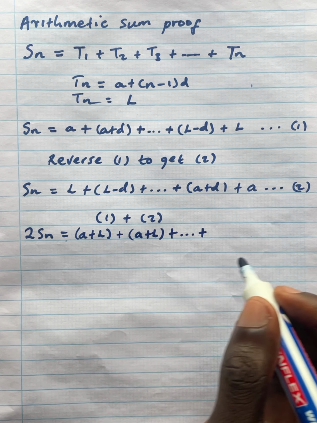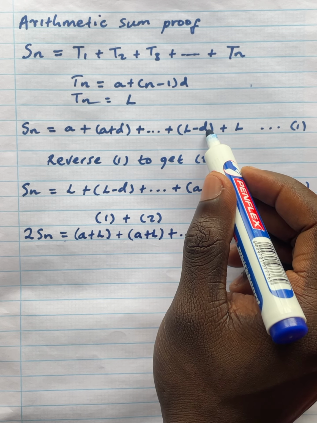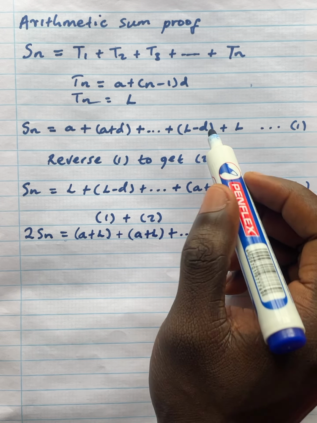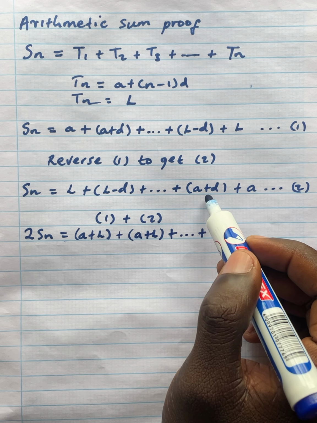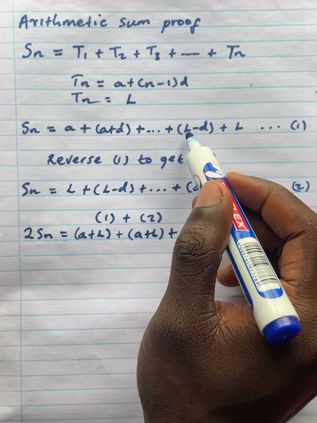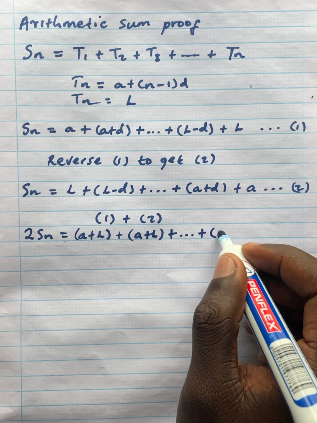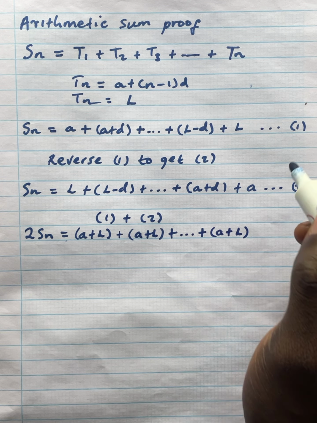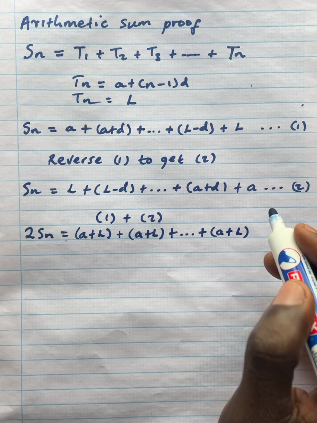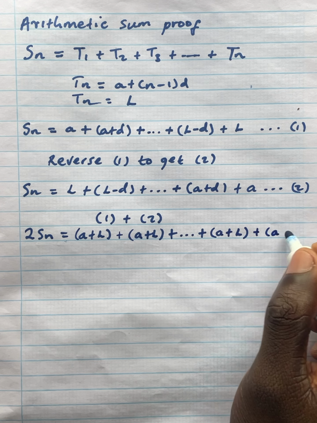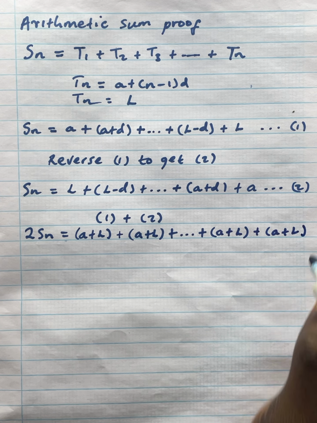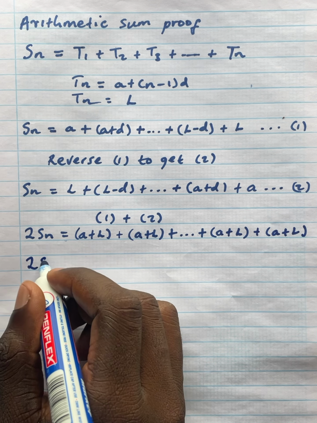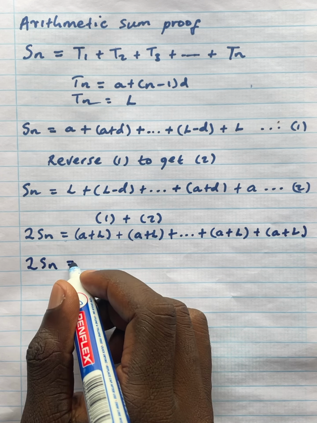And then we'll come here now, (L minus d) plus (a plus d). So negative d and positive d will cancel each other out, leaving you with L and a, which we're going to write as a plus L again. And then lastly, we're going to add the L to the a, and this will still give us a plus L. And then we'll write the 2 S of n down, then equate it to the following.